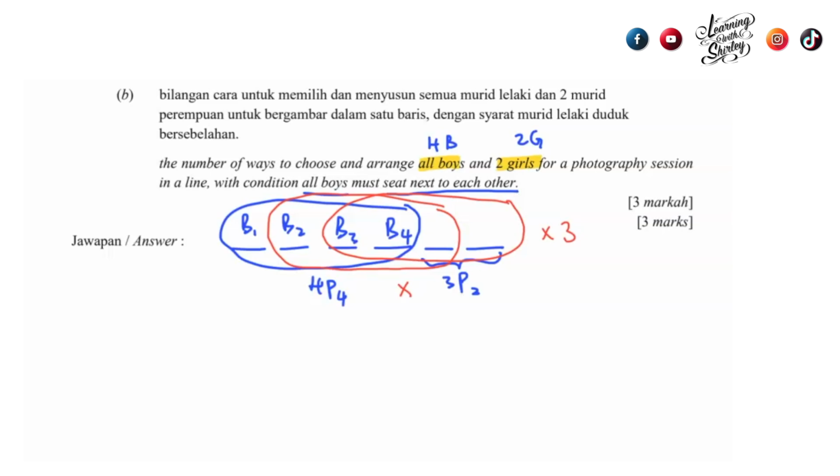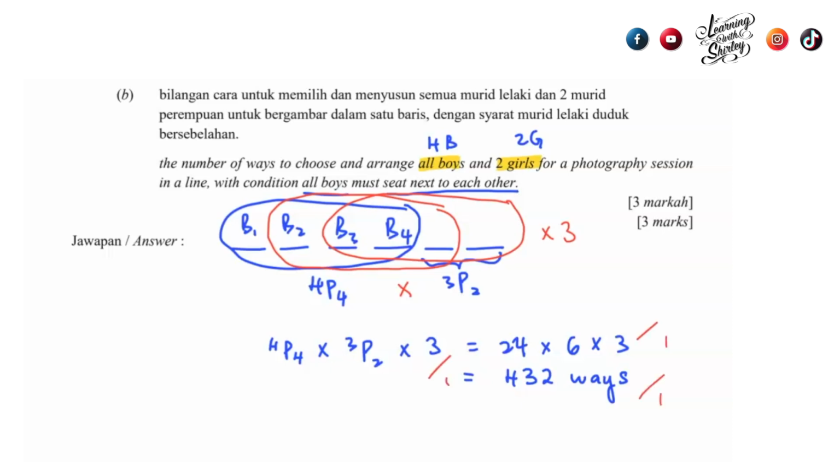Let's see what's the answer. Number of ways will be 4P4 times 3P2 times 3. So 4P4 is 24, 3P2 is 6, and then 3. Times them together, then you will get 432 ways. So where do we get the 3 marks? You can get 1 mark here, 1 mark here, and 1 mark here. So total will be 3 marks.